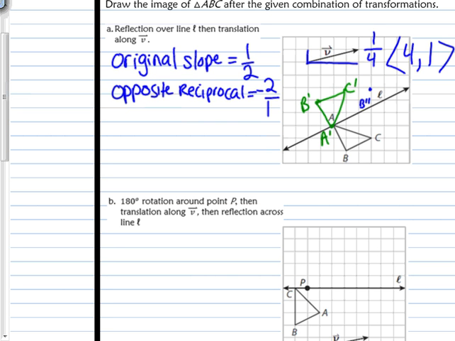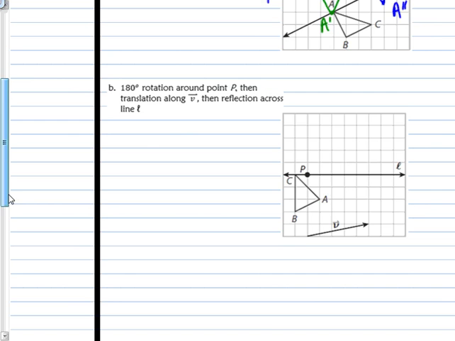And then C over to the right 4, 1, 2, 3, 4, and up 1. And here's C double prime. And A, 1, 2, 3, 4, and up 1. And here is A double prime. Last step, connect your points. And there you have your line that's been translated along the vector. Okay, I know it's a lot of steps. They're easy though if you stick with them.